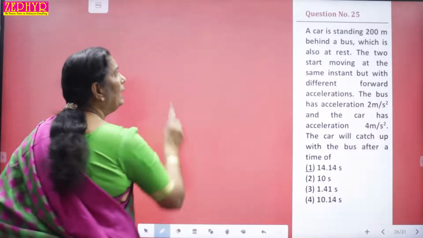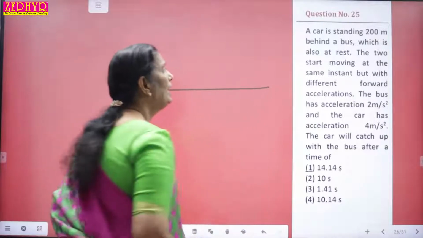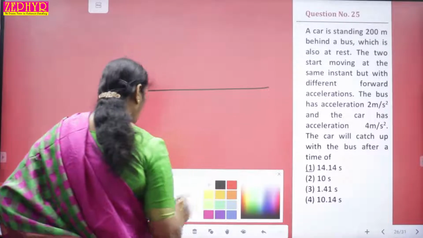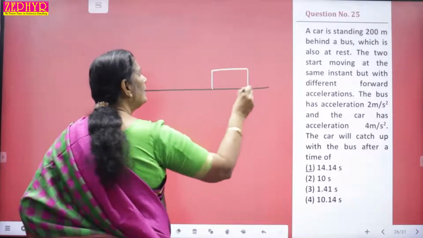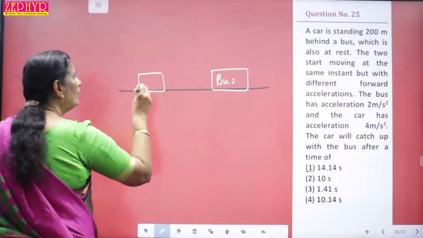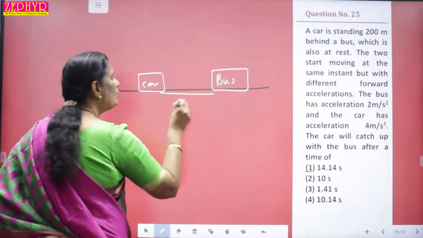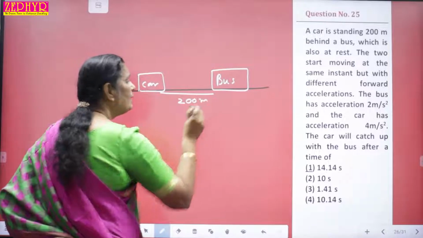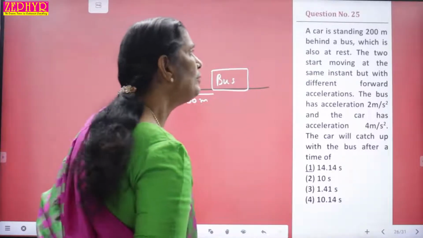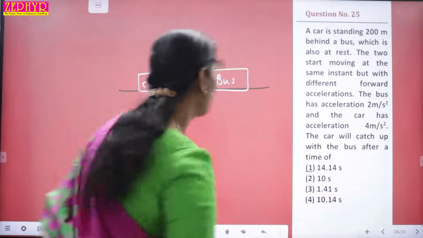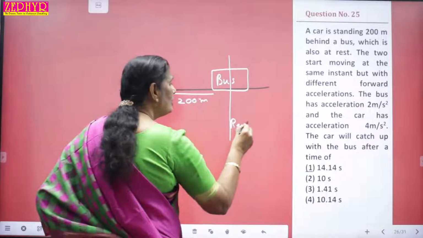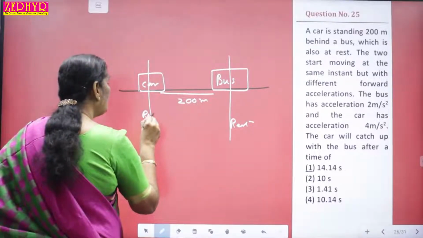Yes. Come on. A car is standing 200 meters behind the bus. So we are having a bus, and of course we are having a car. And the car is at a distance of 200 meters behind the bus. It wants to overtake the bus. Both are at rest. Bus is at rest, so initial velocity is 0. Car is also at rest.